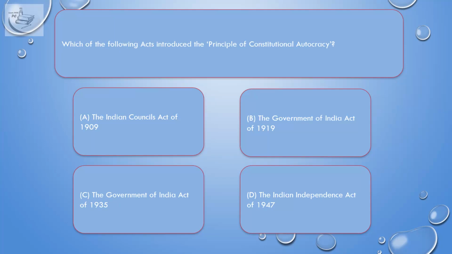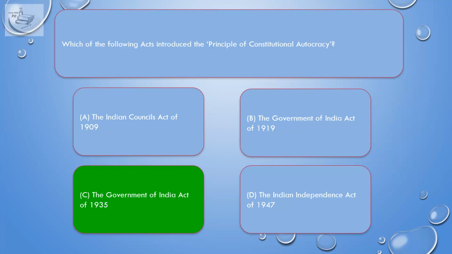Question: which of the following acts introduced the principle of constitutional autocracy? A. The Indian Councils Act of 1909. B. The Government of India Act of 1919. C. The Government of India Act of 1935. D. The Indian Independence Act of 1947. Correct answer is C. The Government of India Act of 1935.